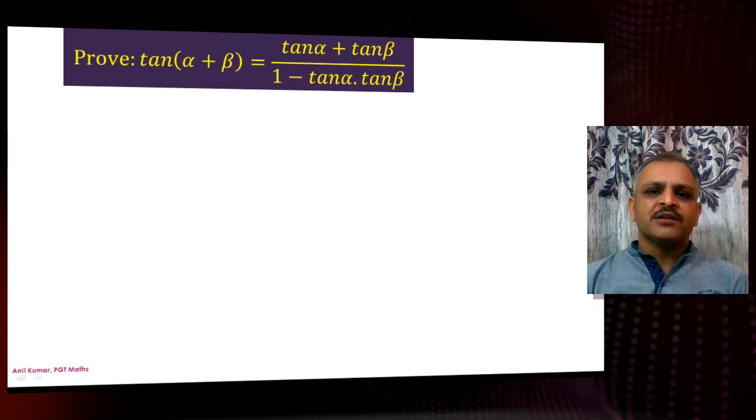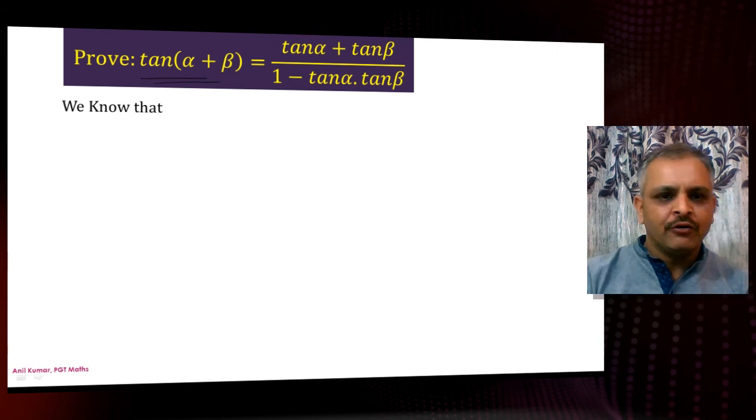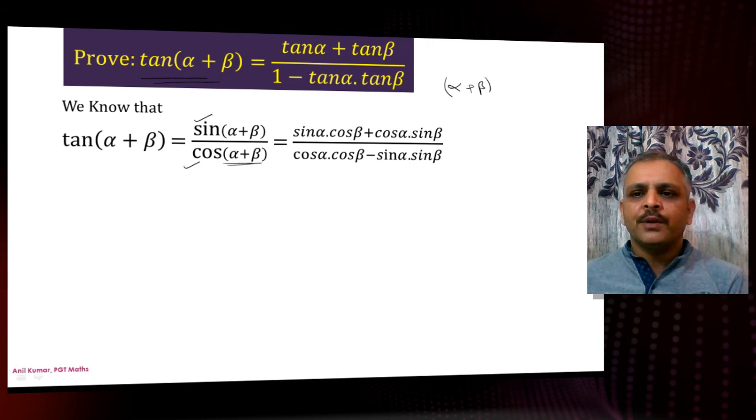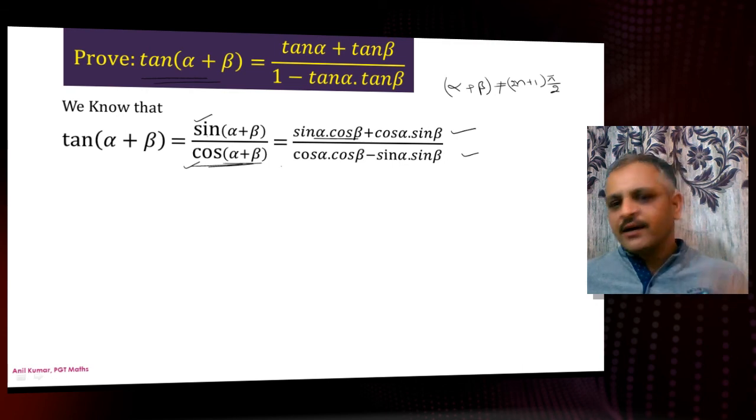Next, prove tan(alpha plus beta) is equal to this one. To find the value of tan(alpha plus beta), we will use whatever we know. Tan(alpha plus beta) will be equal to sine(alpha plus beta) by cos(alpha plus beta). Here one thing is important: cos(alpha plus beta) is the denominator, so alpha plus beta should not be equal to an odd multiple of pi by 2, because in that case cos will not exist. Sine(alpha plus beta) is sine alpha cos beta plus cos alpha sine beta. Similarly, cos(alpha plus beta) is cos alpha cos beta minus sine alpha sine beta.